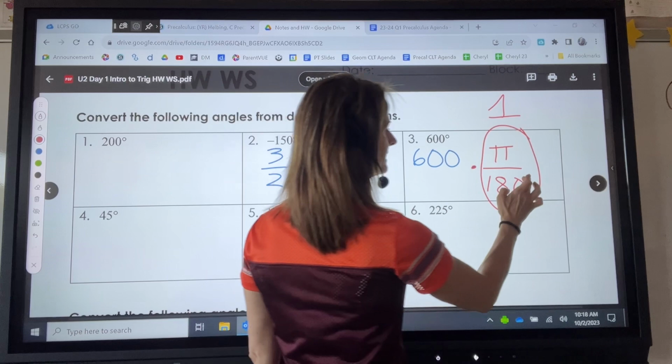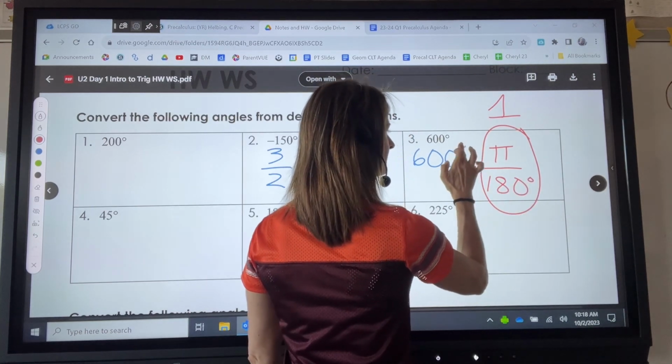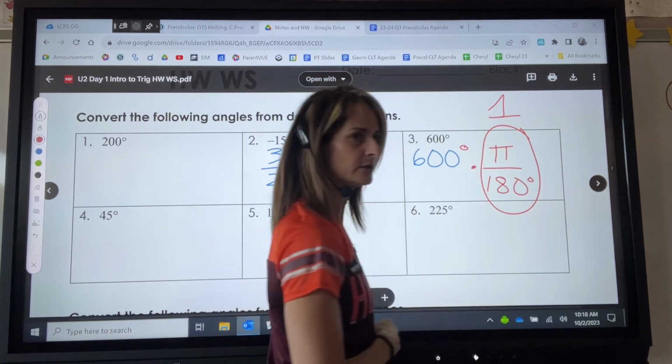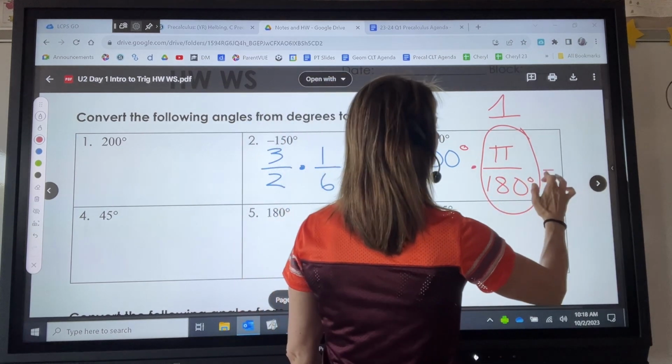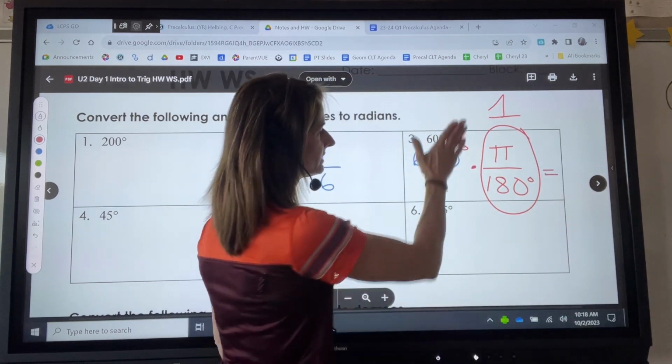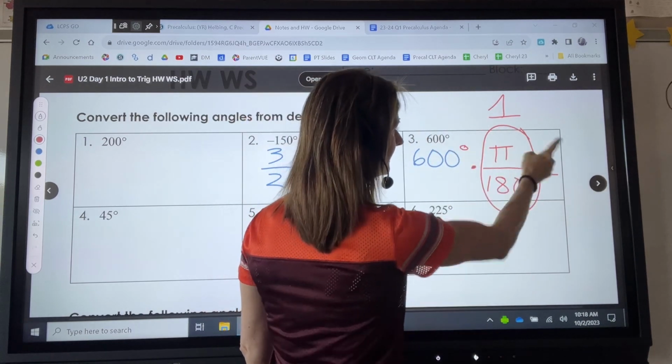We're not changing the value of our number here by multiplying it by something that's equal to 1. Now we have 180 degrees in our denominator, we have degrees in our numerator, and those are going to cancel. What we'll have left is radians.